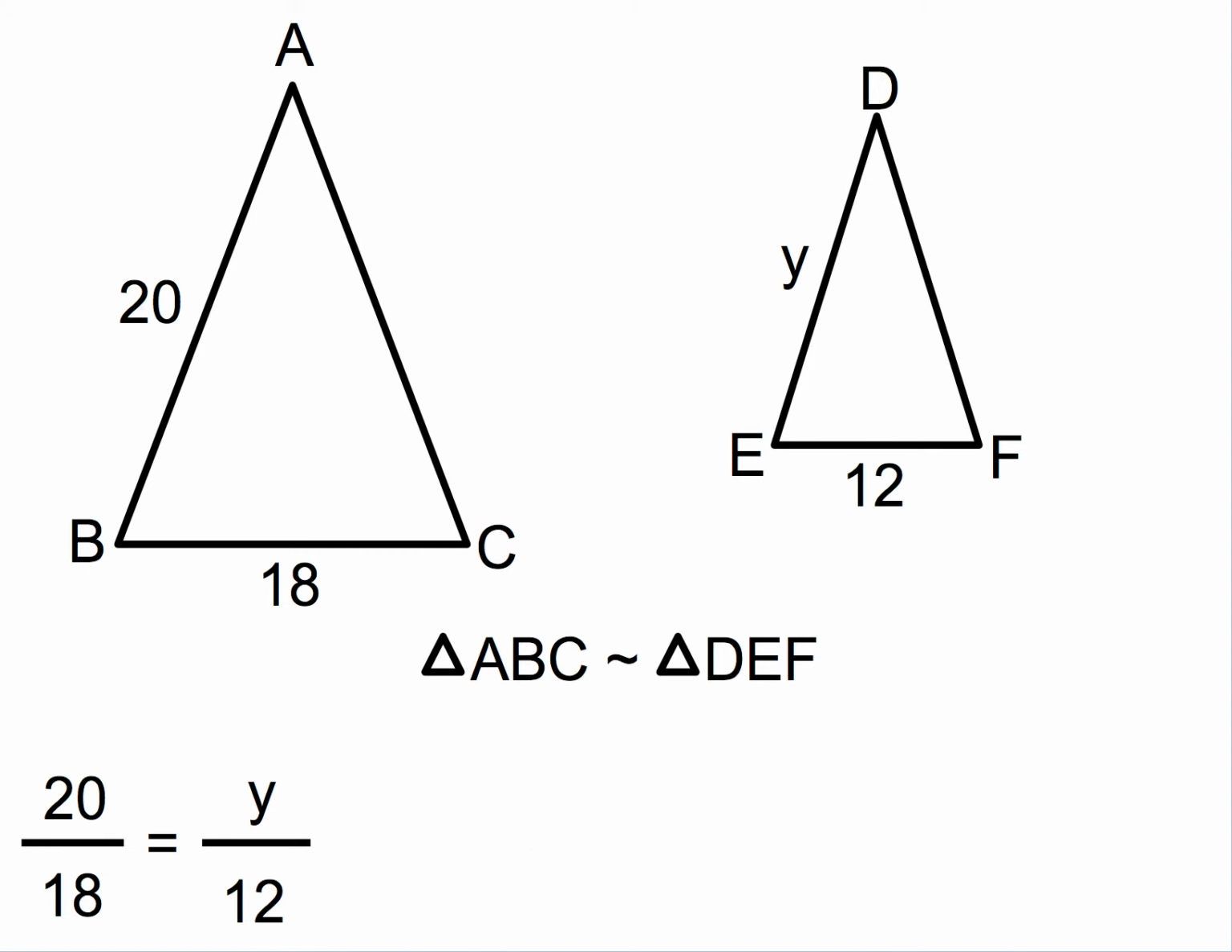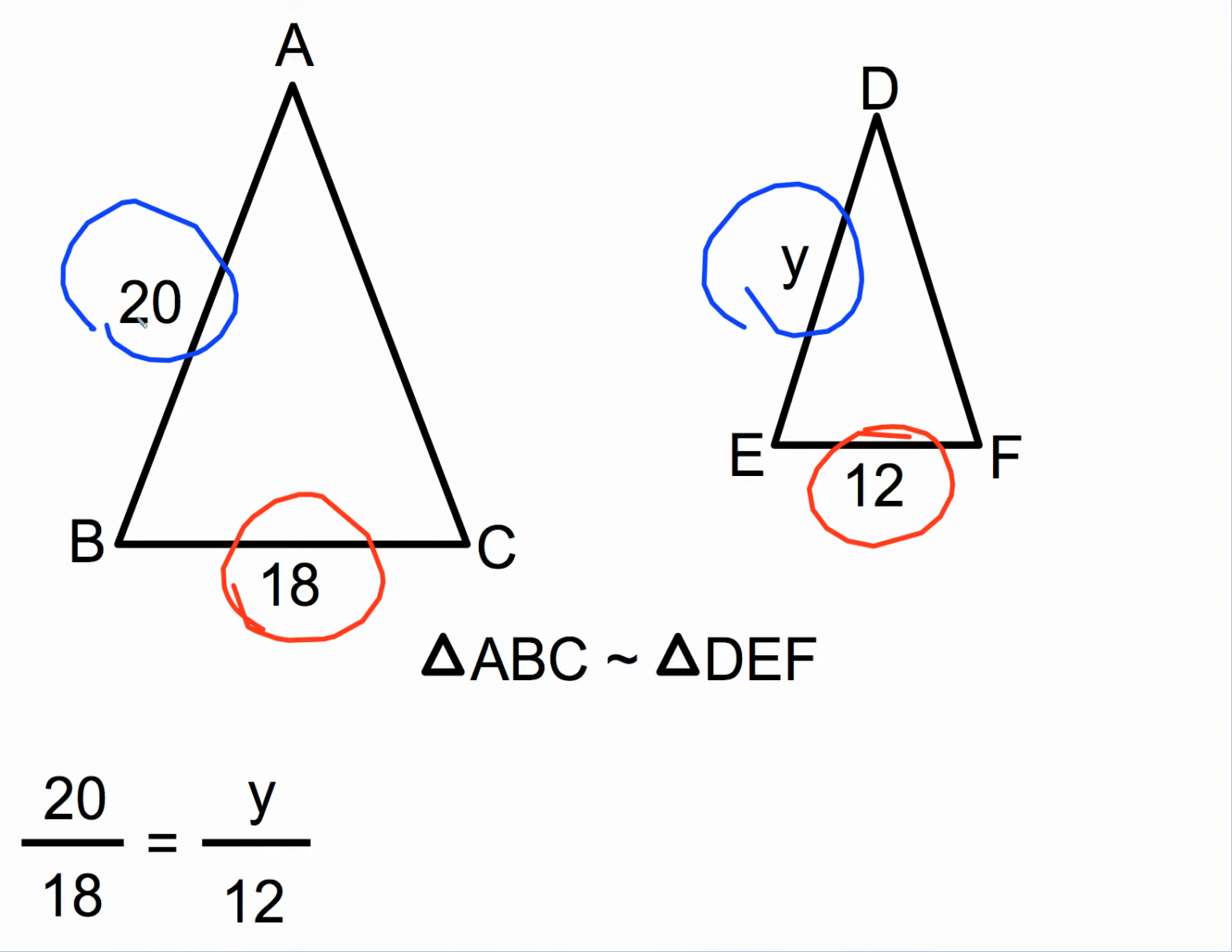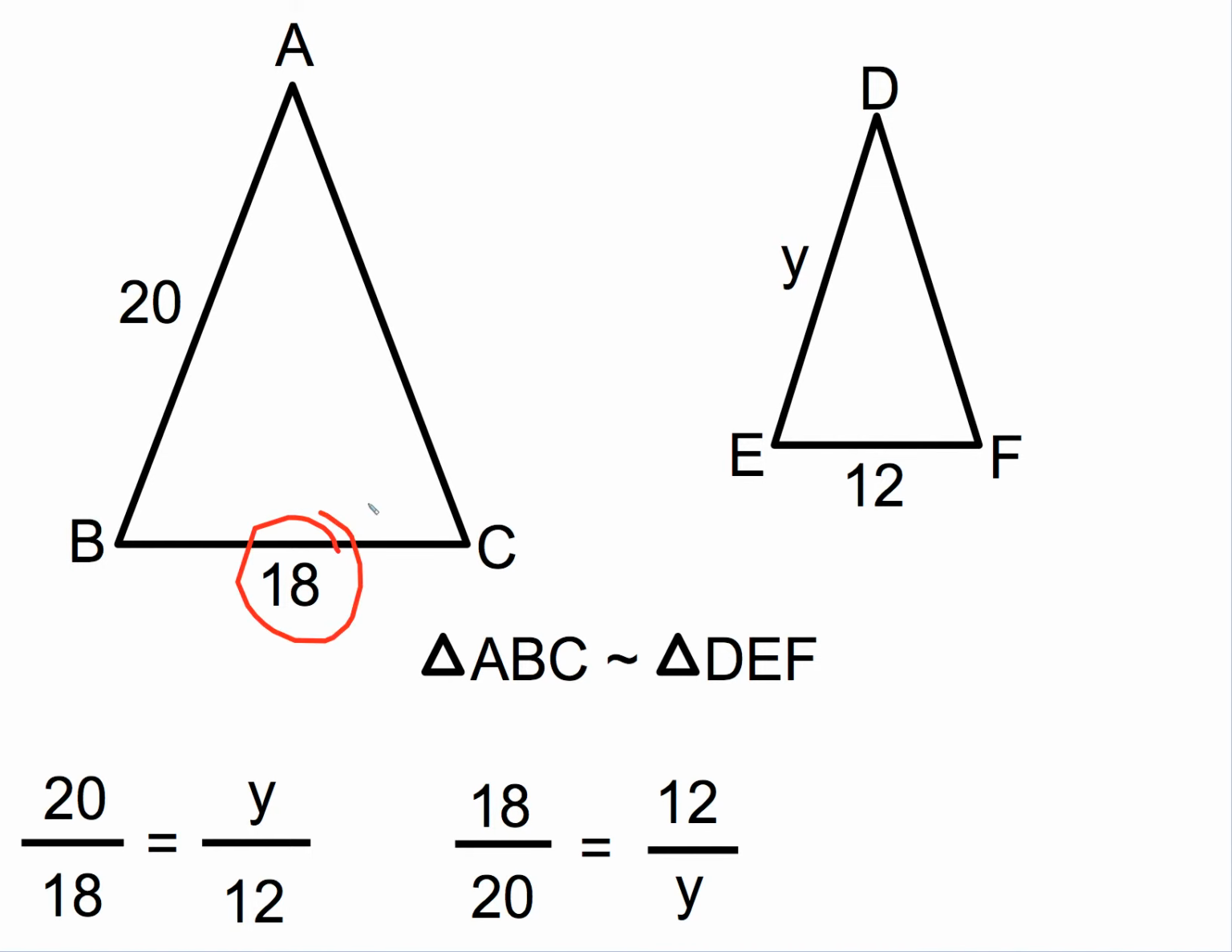So one way that I could do this is 20 over 18, and I'm color coding so you could see here, equals Y over 12. Notice that because I put 20 in the numerator in the first fraction, I have to put the Y in the numerator in the second fraction because they're both in the corresponding positions. Another way to do this would be to put the 18 on top over 20. And then in the other fraction, because I put 18 on top, I need to put 12 on top. And then I'll put Y in the denominator.